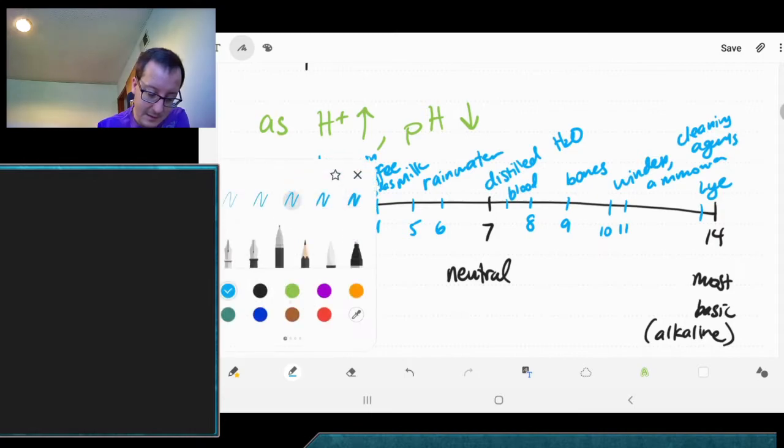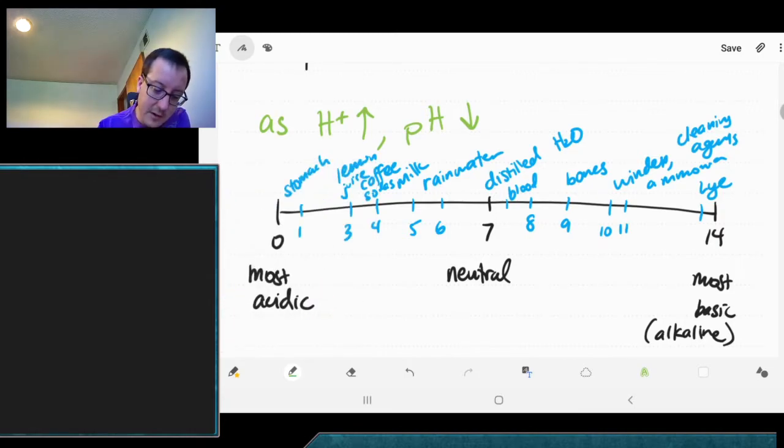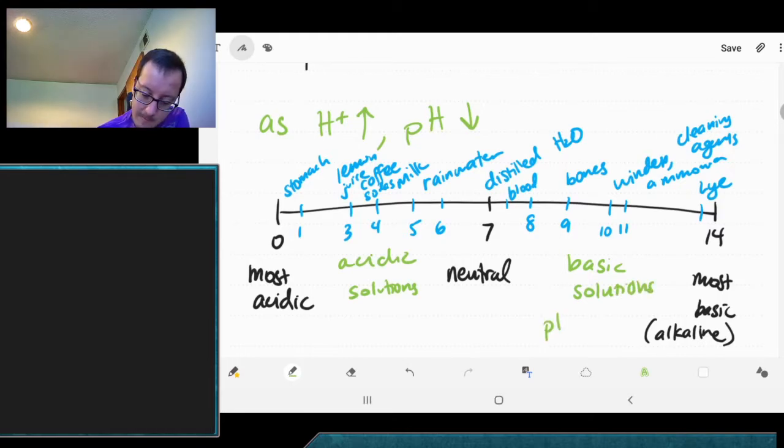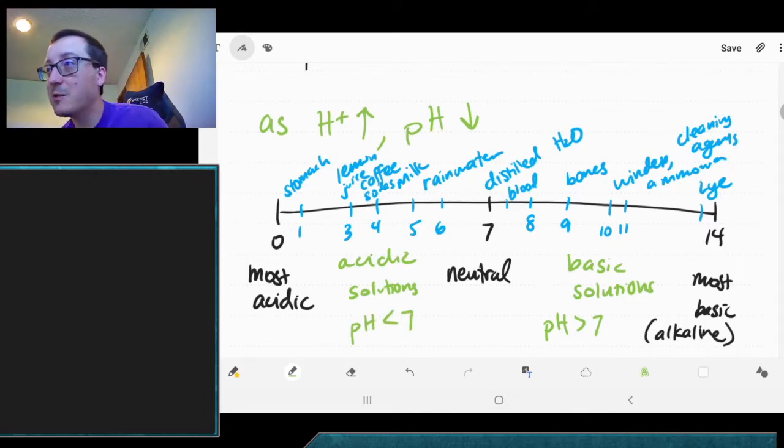And so we're going to consider that solutions that lie between 0 and 7 are just going to be acidic solutions in general. And these ones will be basic solutions, so pH is above 7, whereas these are pH below 7. 7 is our midpoint. That's where we're declaring it to be neutral, and we'll see why that is in just a little bit. Okay.